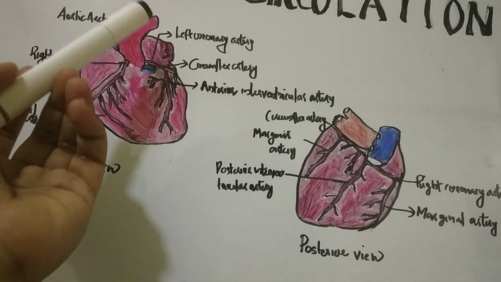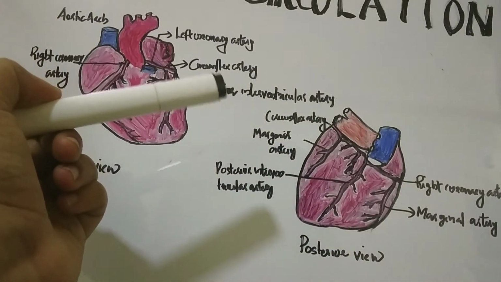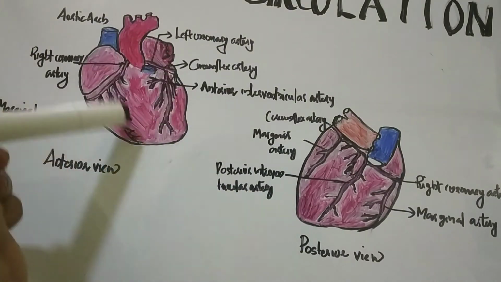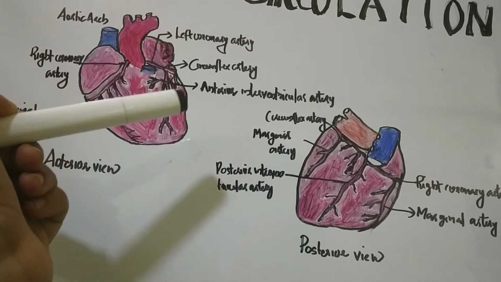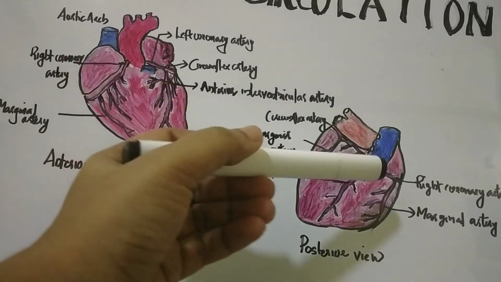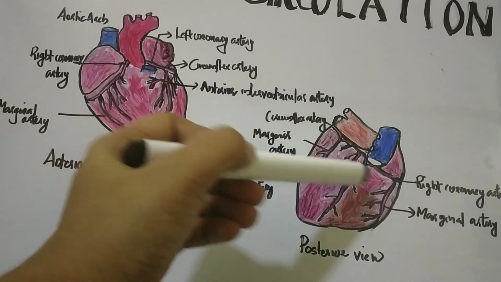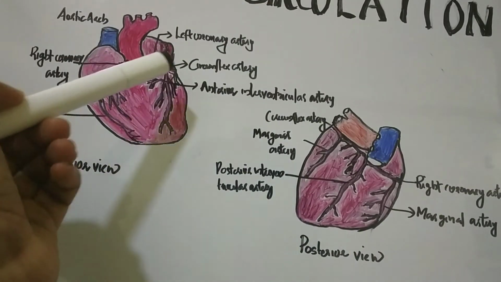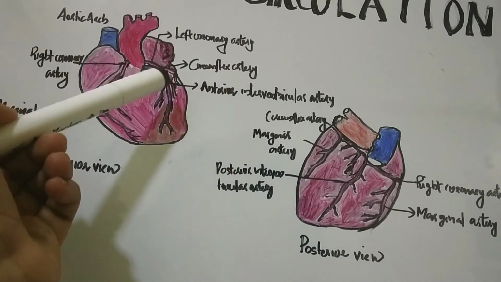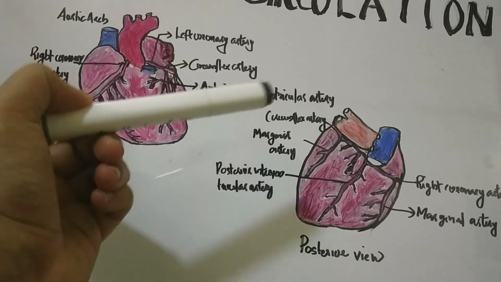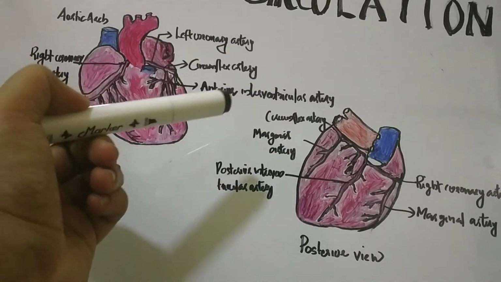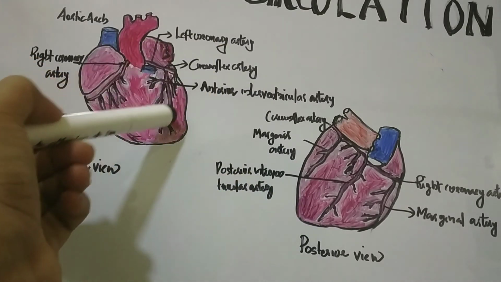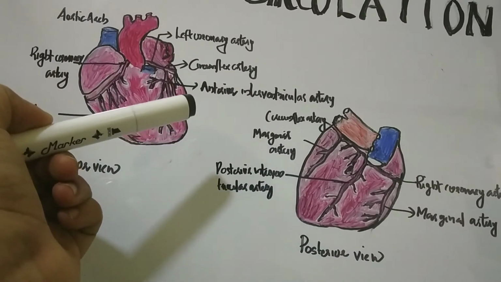Now we will discuss the area of distribution of the left coronary artery: the left atrium. Most of the left ventricle is supplied by the left coronary artery, except at the posterior interventricular groove, which is supplied by the right coronary artery. Some part of the right ventricle is also supplied by the left coronary artery, at the anterior interventricular groove.